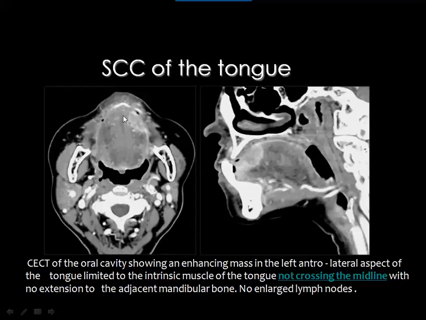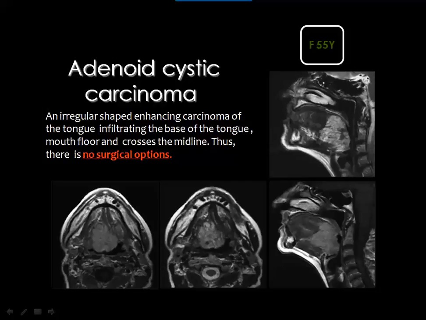side, and this tumor did not cross the midline and it can be surgically removed. And also here you should search in every case for metastatic lymphadenopathy in the scanned area, and in this patient particularly you cannot see enlarged lymph nodes.